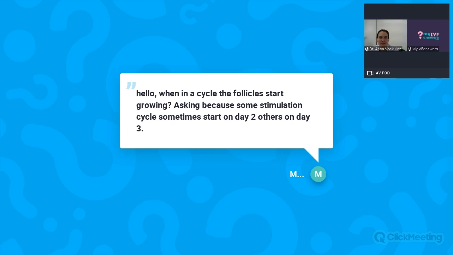The first question from Margie is right here. So when in a cycle the follicles start growing, asking because some stimulation cycles sometimes start on day 2, others on day 3. So this is a good question. Actually, there's no specific day of the follicle to start growing. It's true that in some specific cases, we start stimulation when we do IVF, for example, or also when we do insemination before or later. Some people prefer to start at day 2, depending on every person.